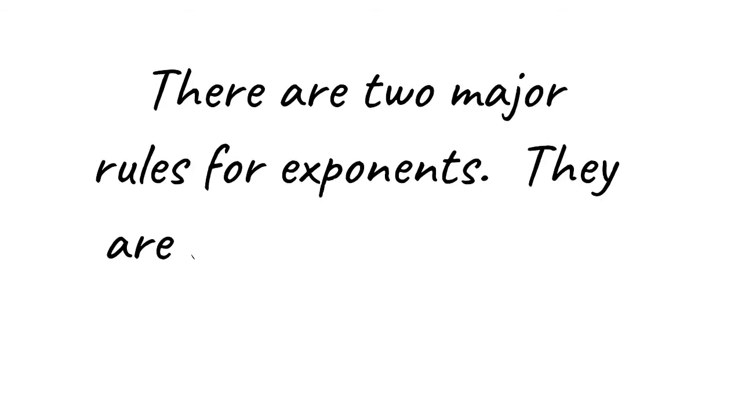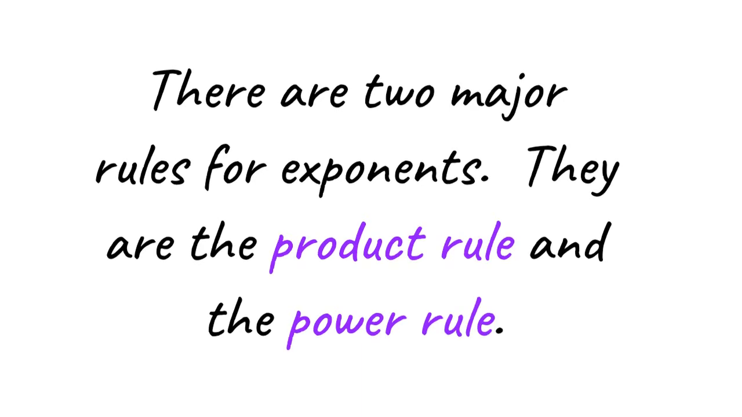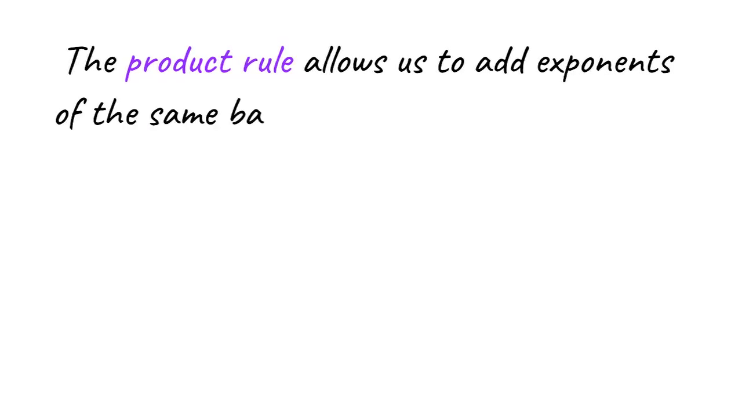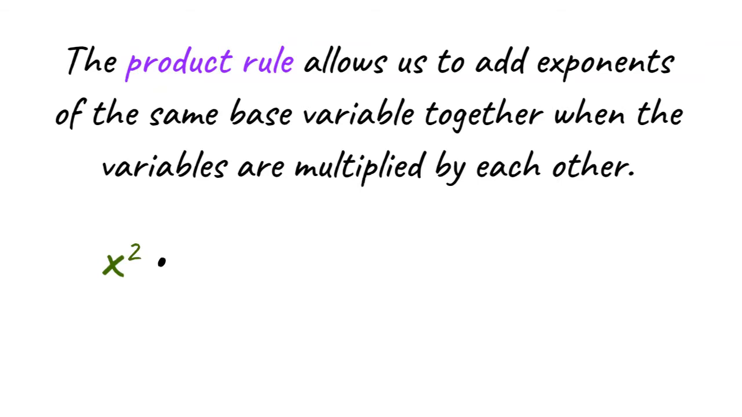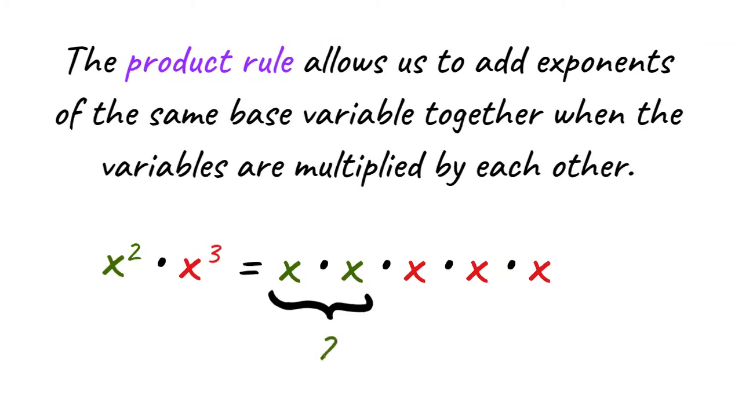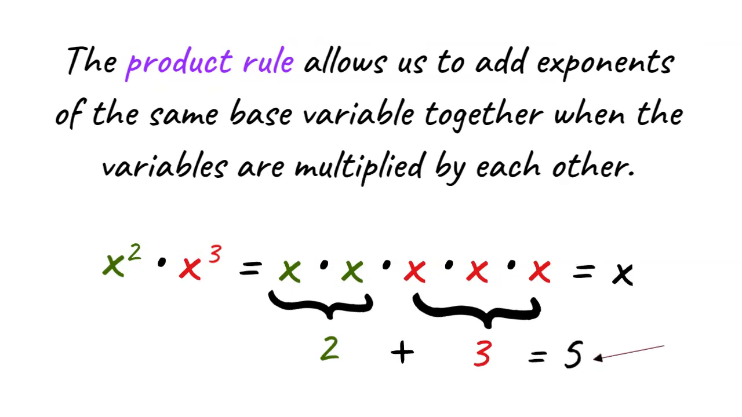There are two major rules for exponents. They are the product rule and the power rule. The product rule allows us to add exponents of the same base variable together when the variables are multiplied by each other. We could see here that x squared times x cubed equals x to the fifth power. We know this is true because x multiplied 2 times by 3 times is just x multiplied 5 times.